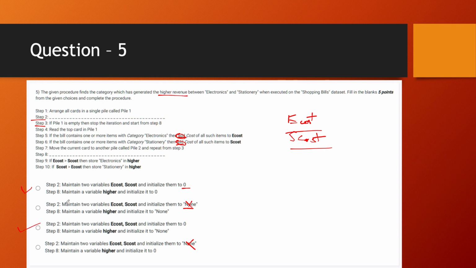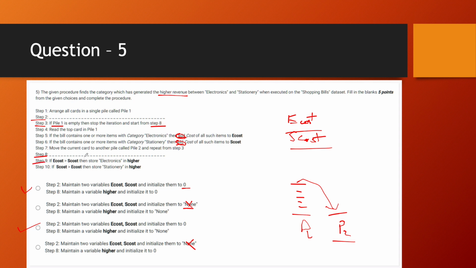So step 7 states that move the current card to another pile called pile 2 and repeat from step 3. Fine. So now let's see that we have gone through all the cards from pile 1 to pile 2, which means that we have finished all the cards from pile 1 and we have shifted them over to pile 2. Now it states that if pile 1 is empty, then you have to start from step 8. So let's move to step 8. Step 8 is again something blank here. So let's see what we have to do in step 8.